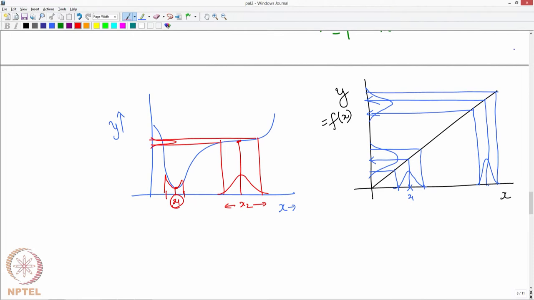Hence, in this particular graph, though this design could be heavier or relatively not as efficient as this design, it is a better design from a robustness perspective, because this is what I designed it for. For a larger variation also, the output variation is less. I want that kind of design. So this is the idea of robustness in a pictorial sense.